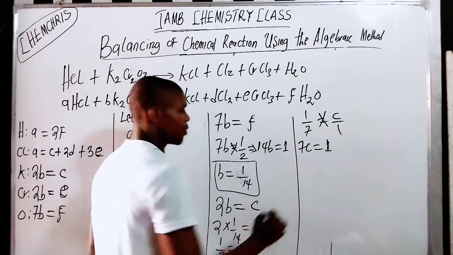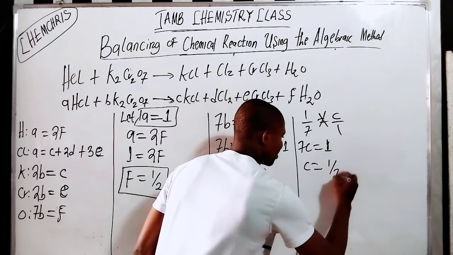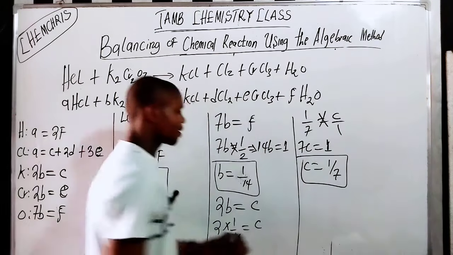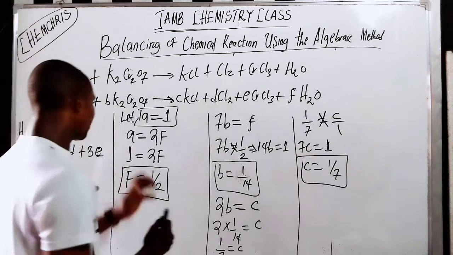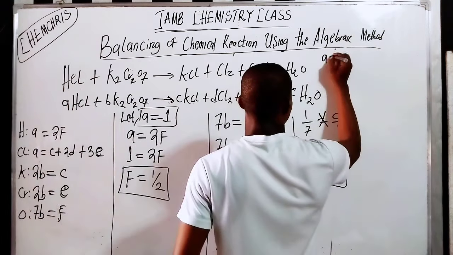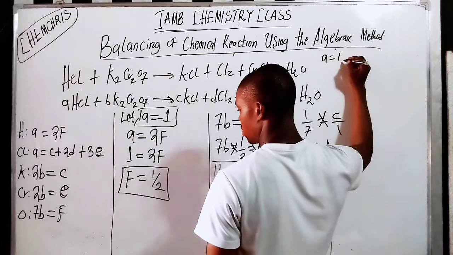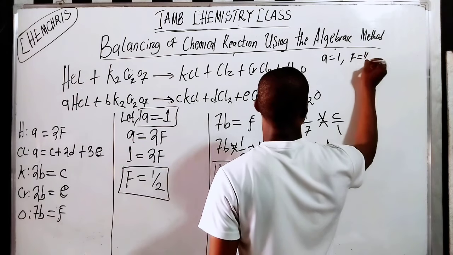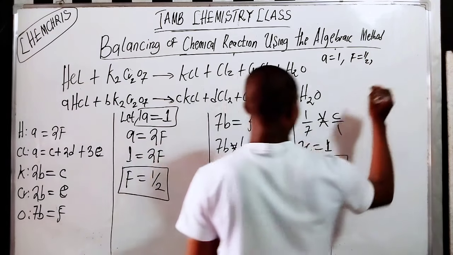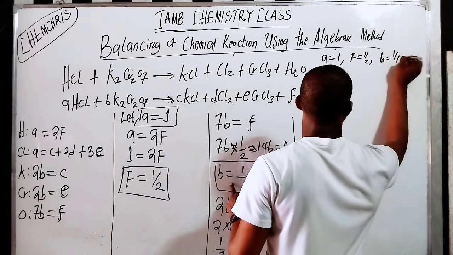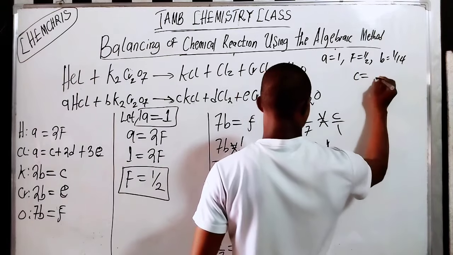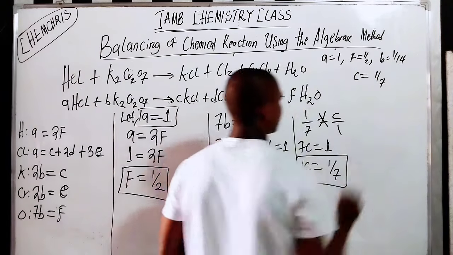Make C the subject of the formula. Here we have C equals 1 over 7. Can you see that? So now let me write it out here. A equals 1, F equals 1 over 2, B equals 1 over 14, and C equals 1 over 7.